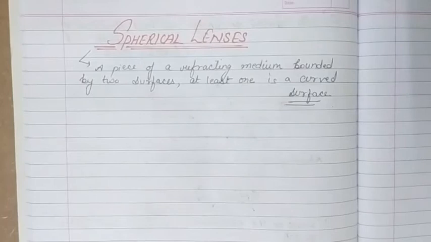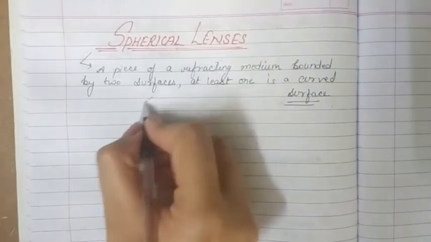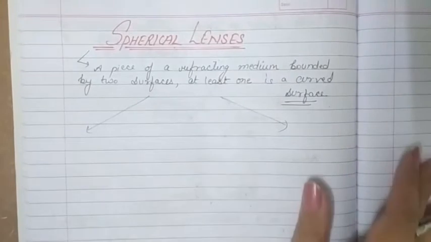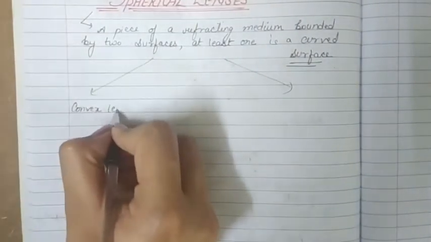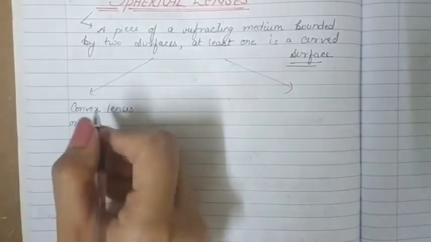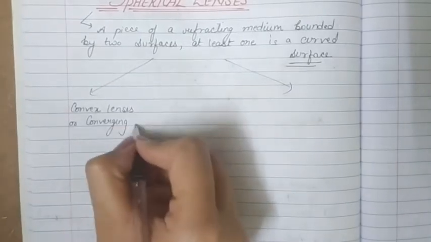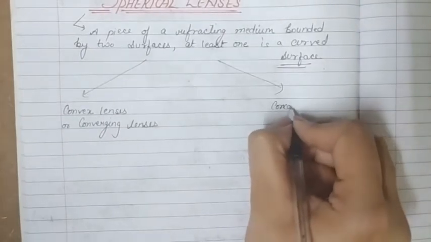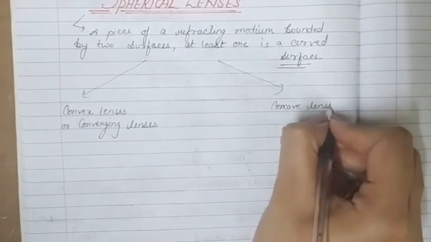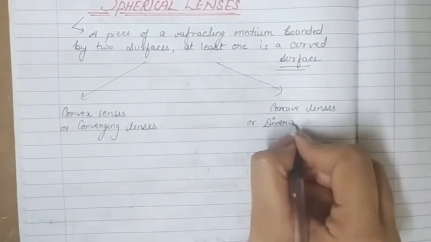Now these spherical lenses are divided into two broad categories. One is convex and the other one is concave. The two categories are convex lenses, which we also know as converging lenses, and concave lenses, which we also know as diverging lenses.